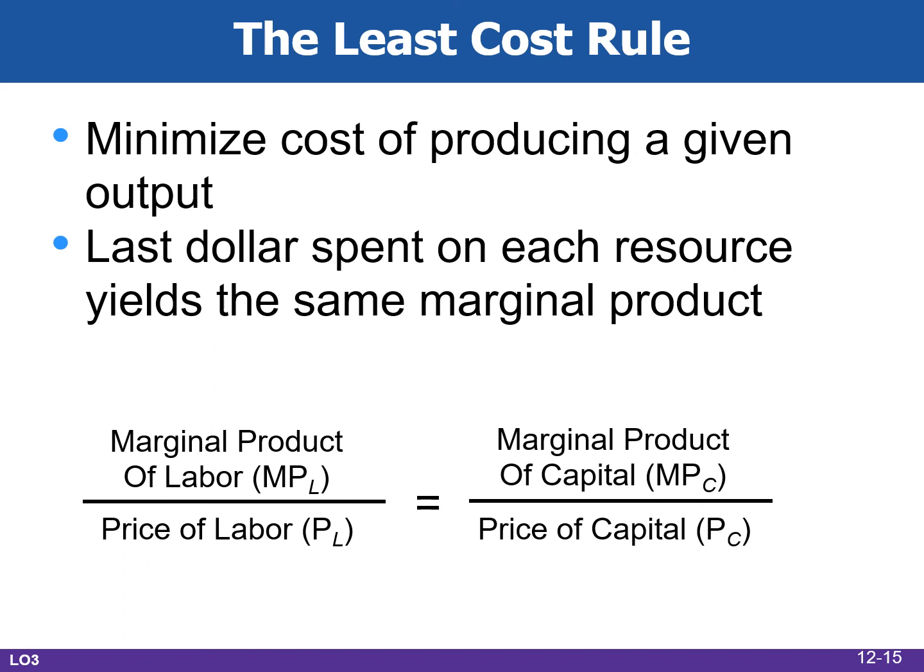So we already know what marginal product is. It's the change in total product associated with hiring the next worker. Well, we could also measure marginal product as the change in total product associated with employing the next machine. So the idea here is that the firm will minimize cost of production for a given level of output by making certain that the last dollar spent on each resource yields the same marginal product.